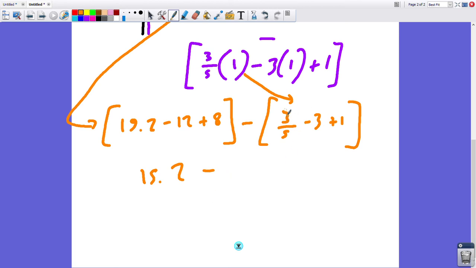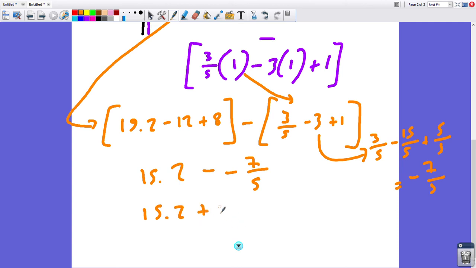Minus 3/5. So 3/5, let's do a bit of a side note here. 3/5 minus 15/5 plus 5/5 is equal to minus 12/5 plus 5/5. That's minus 7/5. So we're going to minus 7/5, which is equal to 15.2 plus 1.4, which is equal to 16.6.